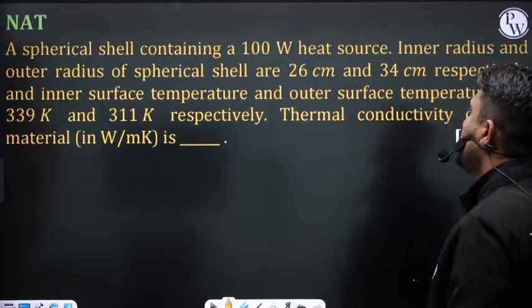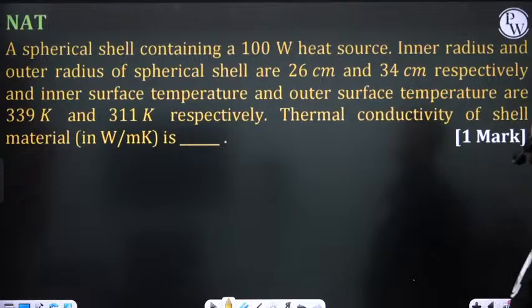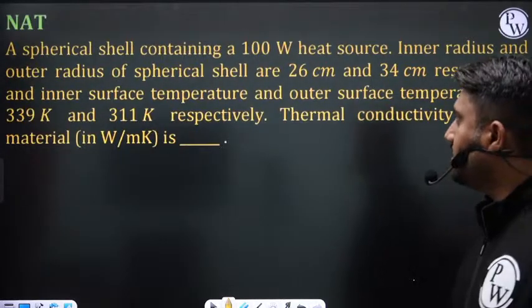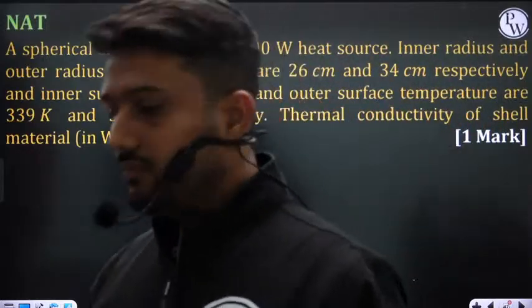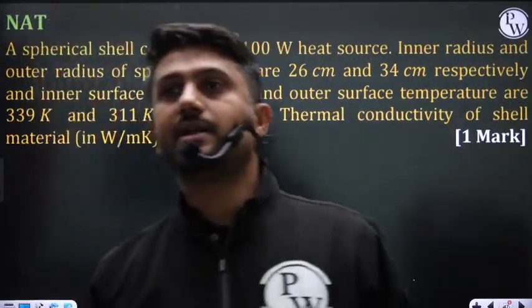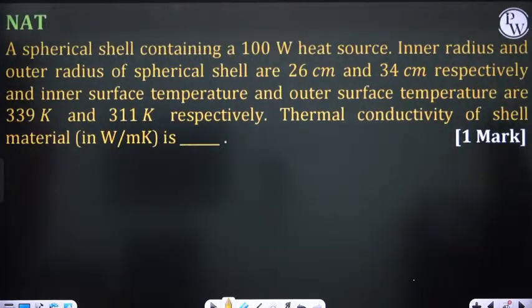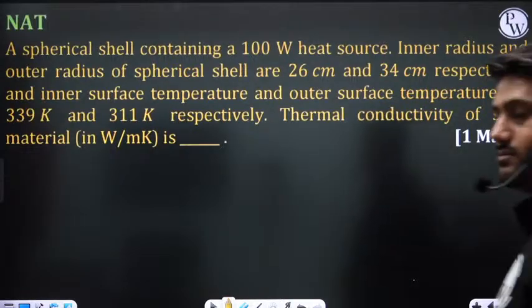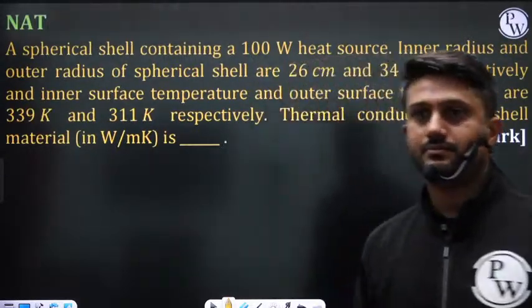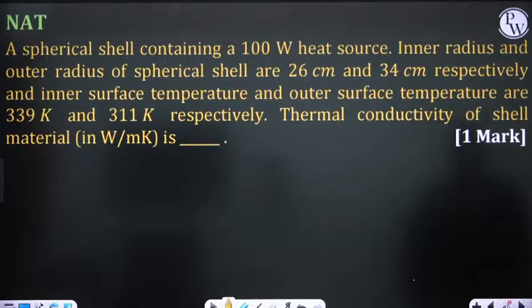A spherical shell containing a 100-watt heat source. Inner radius and outer radius of the spherical shell are 26 centimeter and 34 centimeter respectively. Inner surface temperature and outer surface temperature are 339 Kelvin and 311 Kelvin respectively. What is the thermal conductivity of the shell material? In the question it is asked, thermal conductivity of the shell material. Tell me what is the answer?